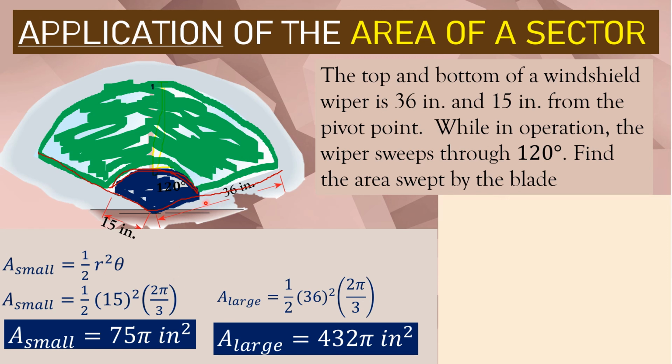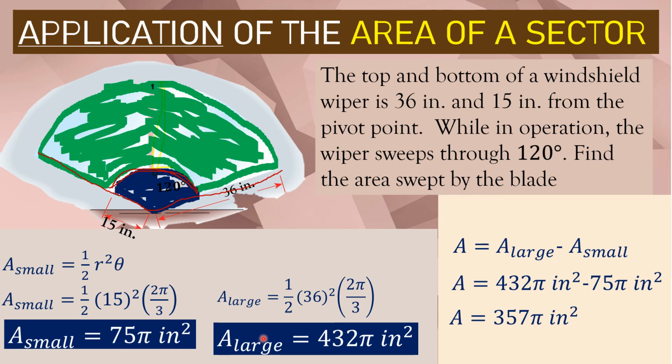Pareho lang din silang 120 degrees, that's 2 pi over 3. To get the area of the shaded, or that green here, we just need to subtract area of the small to that of the area of the large. Therefore, we have 357 pi square inches.